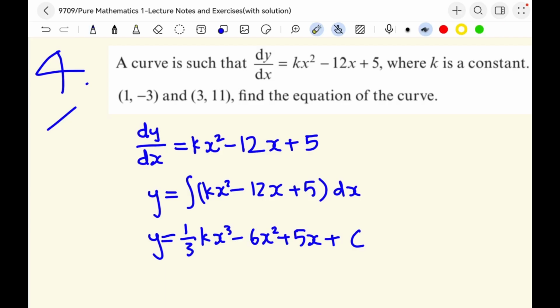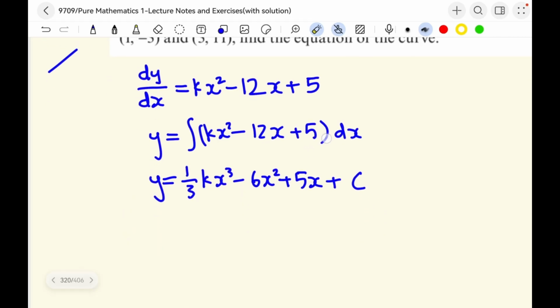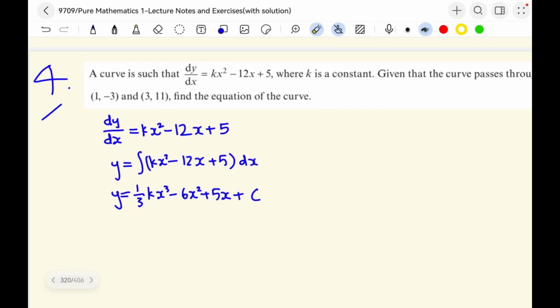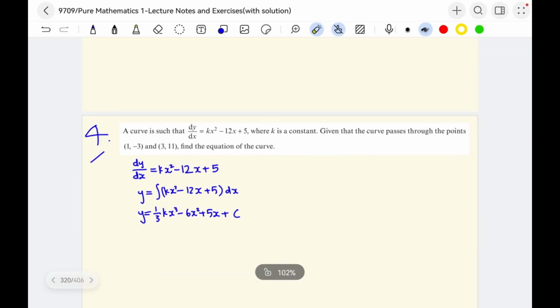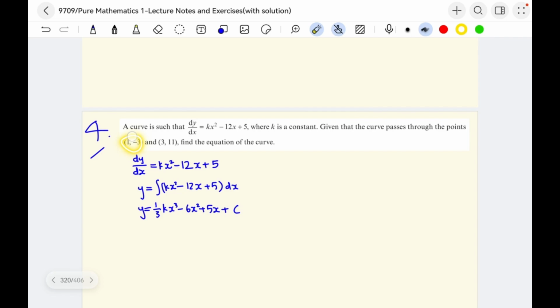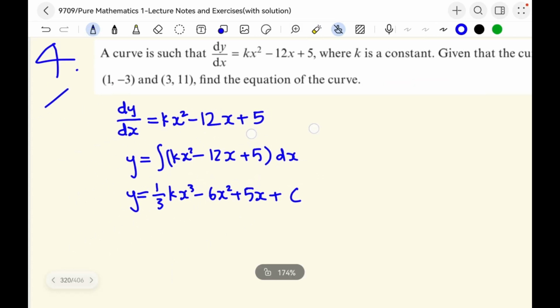So now, apart from the x and y, there are two unknowns, which are k and c. Which means that's why 2 points are given for you to find the k and the c. This is for you to build the two simultaneous equations in terms of k and c and solve them simultaneously. So over here, follow this step carefully.